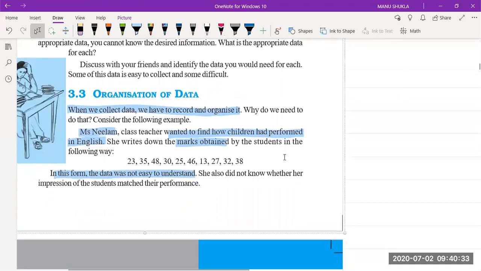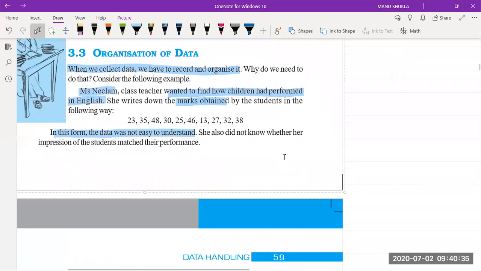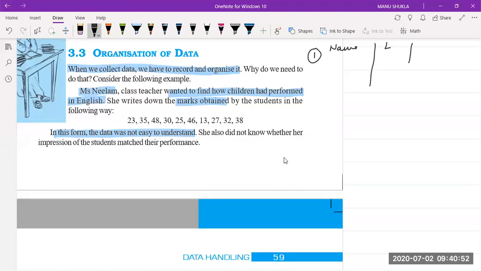Second is organizing data. Suppose you have collected the data of your society. After that, you want to organize it. How will you organize? Very simple. You will just make columns. Suppose one like this, name. And then you will write literate. Then you will write illiterate. You will write the name.